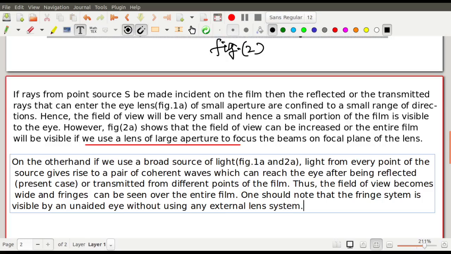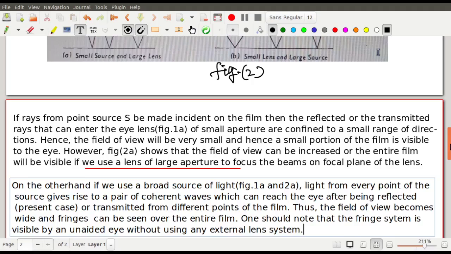One should note that the fringe system is visible by an unaided eye without using any external lens system. You can see everything over here without using any external lens system. So that's the entire idea over here. So I think that this will help you to understand the situation.